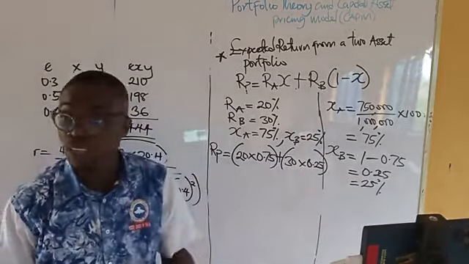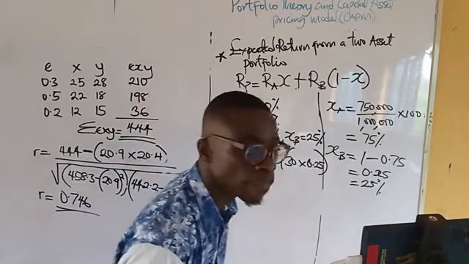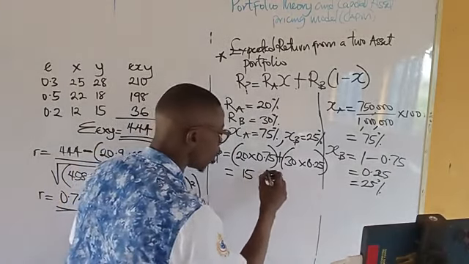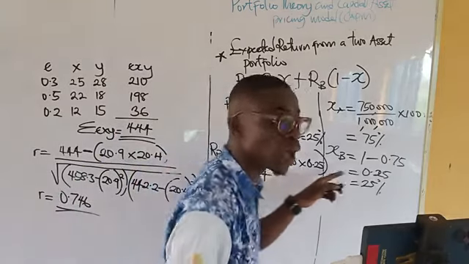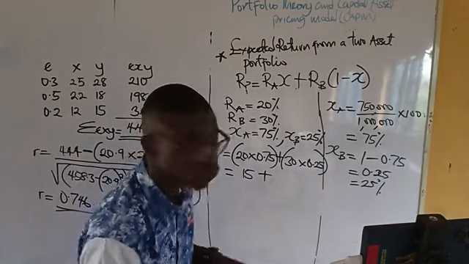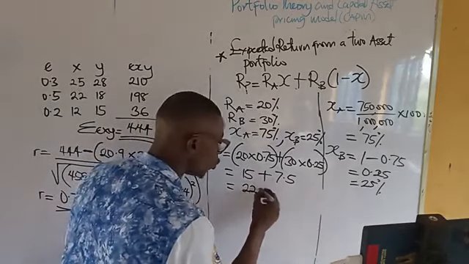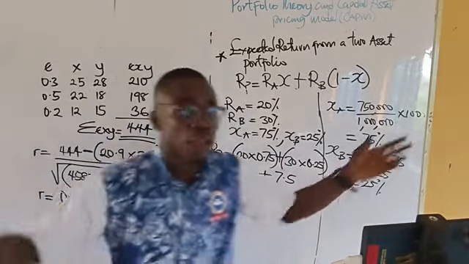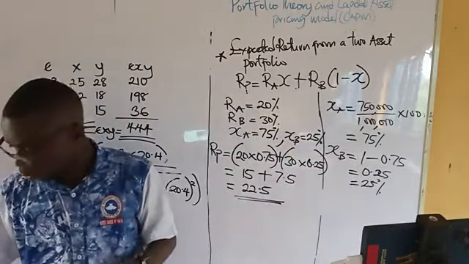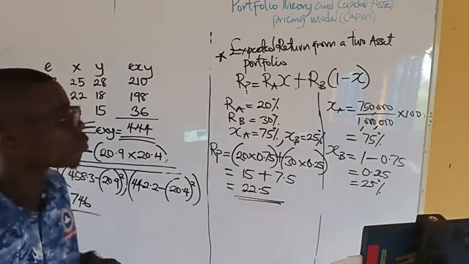But whatever you choose is fine. The way you understand, just adopt it like that. What do you have? 15 plus 30 times 0.25. What do you have? 7.5. So 15 plus 7.5 is what? So the expected return for the two investments is 22.5 when combined together. Are we together now? That is the expected return of the portfolio.